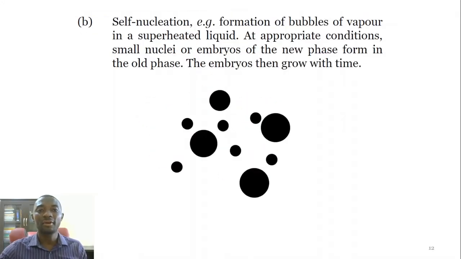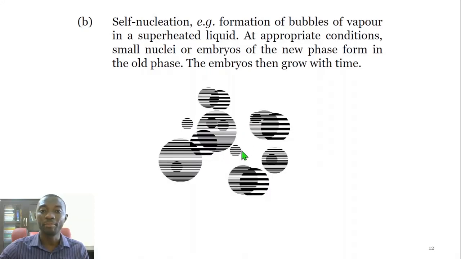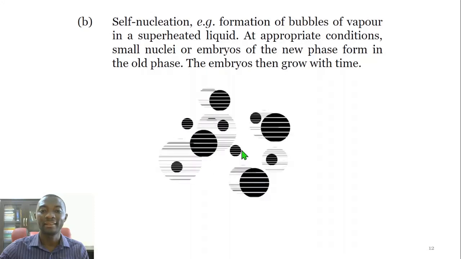Another consequence of the Kelvin equation is self-nucleation. If we take the case of formation of bubbles of vapor in a superheated liquid, usually at appropriate conditions, small nuclei or embryos of the new phase form in the old phase. Now the embryos continue to grow with time. So let's take these to be the small embryos. With time, they grow bigger and bigger.